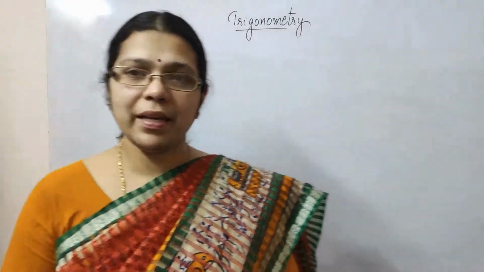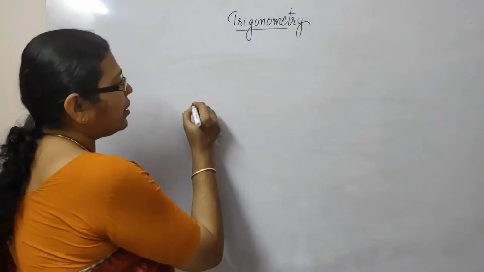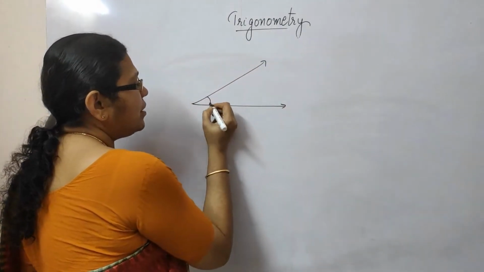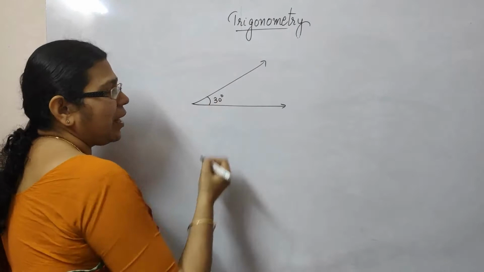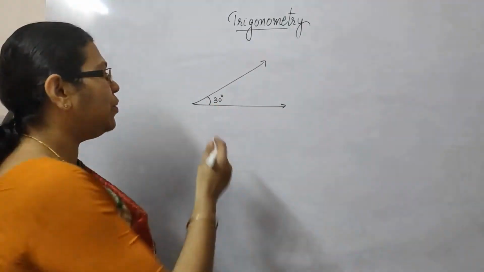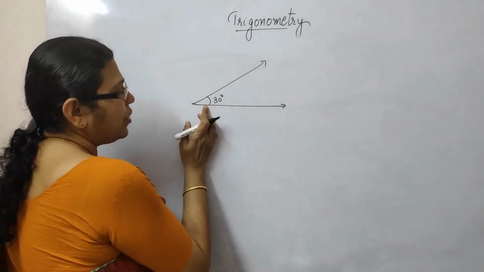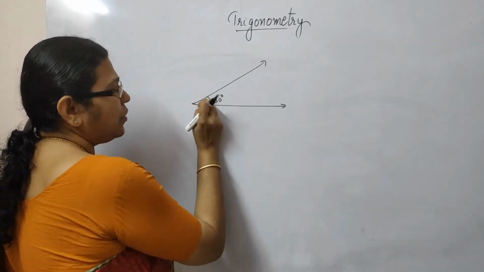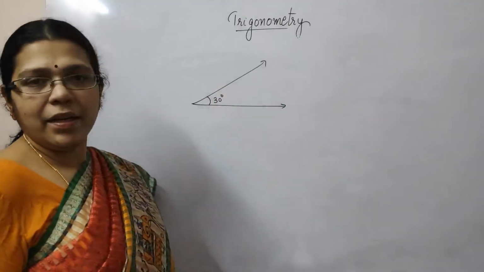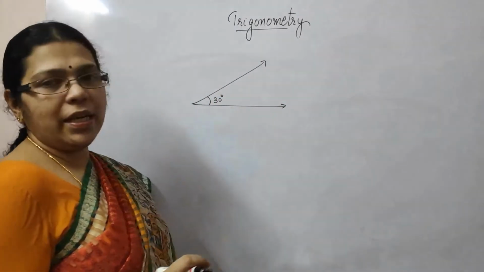How do you mark an angle? An angle is marked between the initial ray and the terminal ray. This is something that you have discussed in your class 6. So if I mark this as 30 degree, you will measure it from this initial ray to this ray to get the angle 30 degree between the initial ray and the terminal ray. So that was the angle.